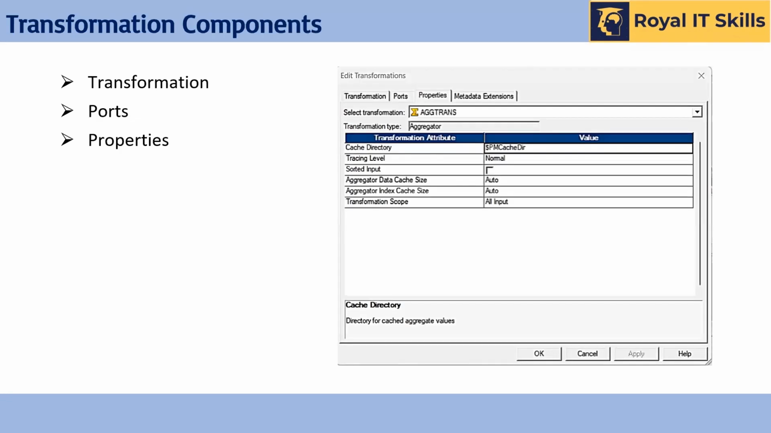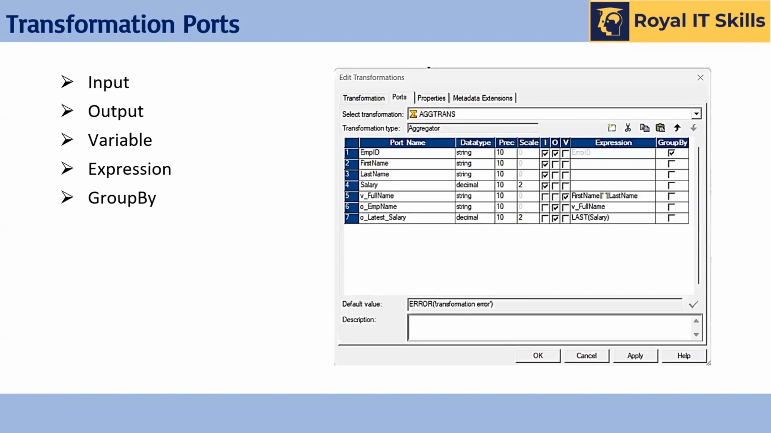So we have this transformation's ports and properties. For the transformation, as usual, we rename it and write some description. In the Ports tab, we have different ports and properties, so we will see what all those things are. First are the ports. In the ports we have input, output, and variable, just like the expression transformation. Here also we have all these ports: input, output, variable port. And expression is enabled only for output or variable ports, but not for input.